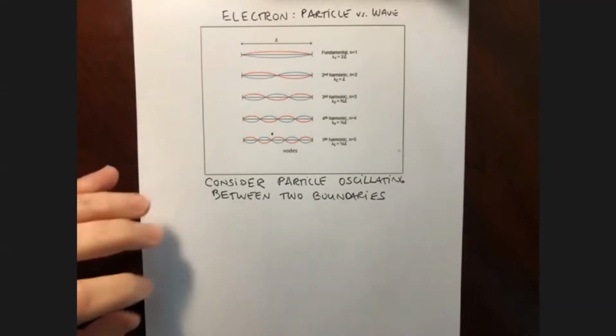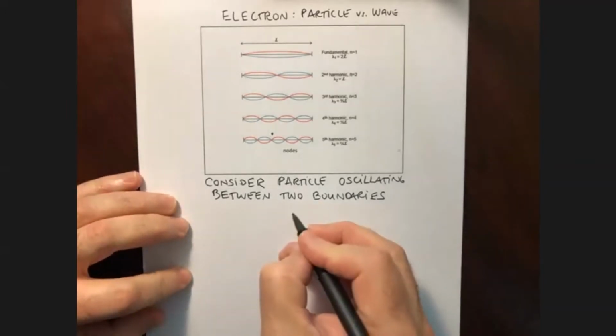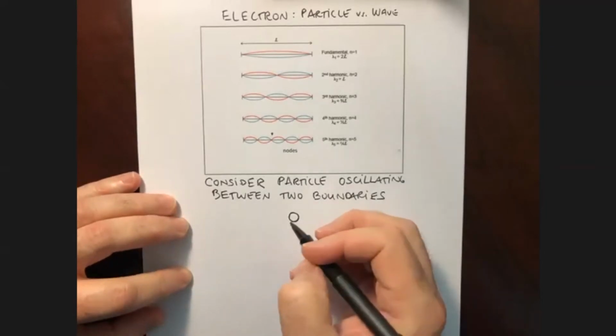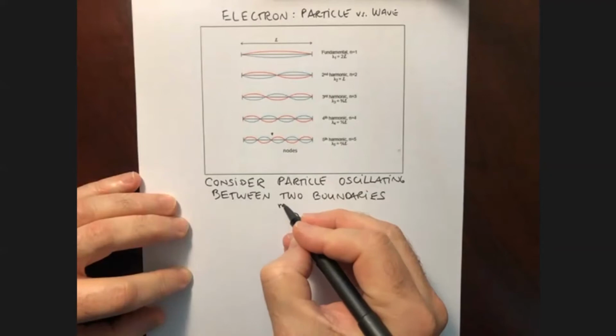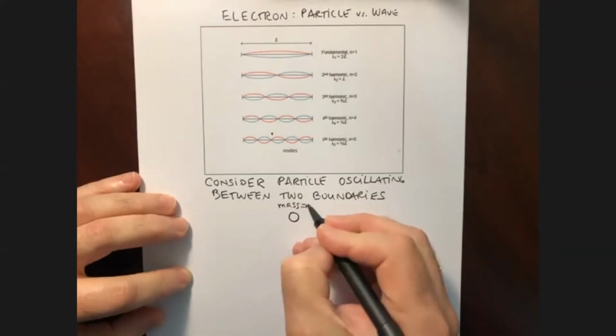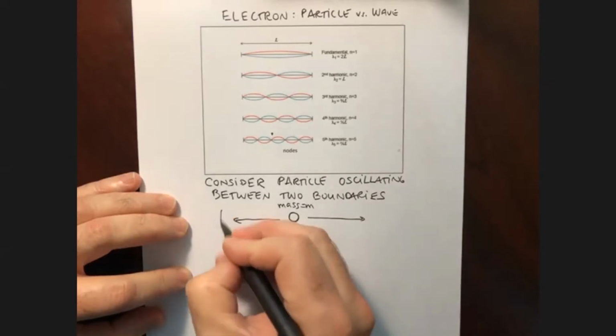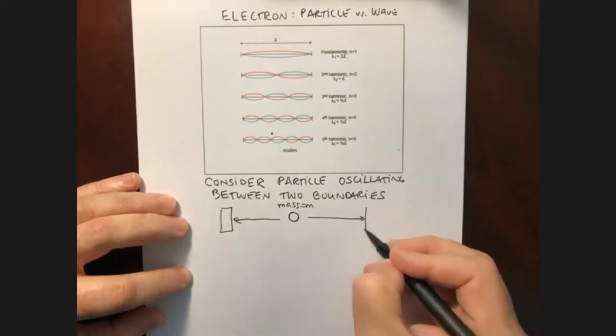All right. So that would be this guy. Let's say they have this. This is a particle of mass m. And it's basically going back and forth between two boundaries.